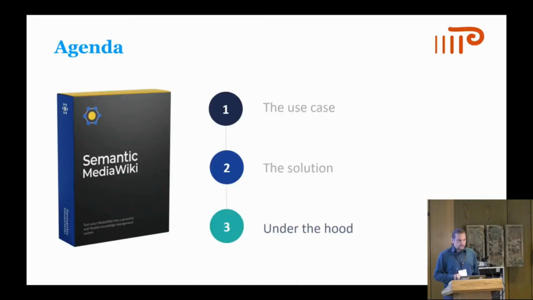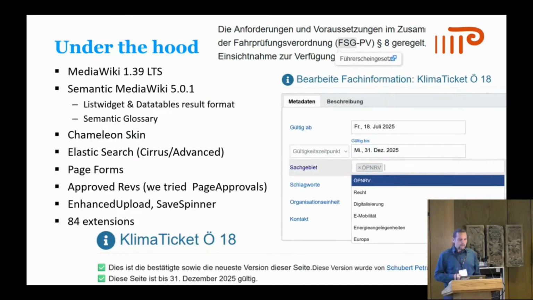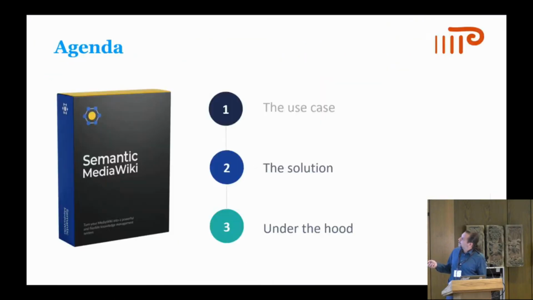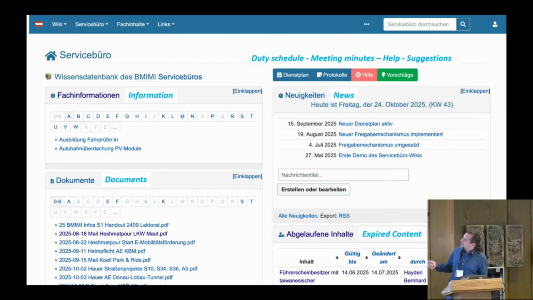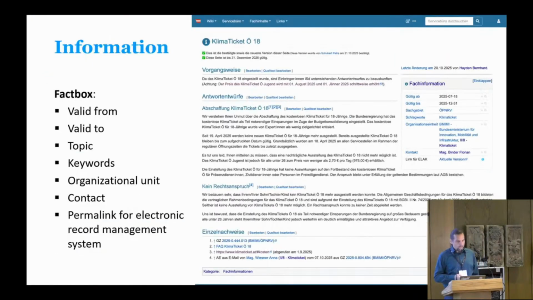Yeah, so what is under the hood? There's MediaWiki 1.39 currently. I always only use the long-term support versions. I don't even actually try out the versions in between, to be honest. I use Semantic MediaWiki, in this case 5.0.1. We use the list widget and data tables result formats a lot. We use other result formats as well, but you have seen this list widget. That's the one here. That's, I think, quite nice to display some kind of alphabetical list.